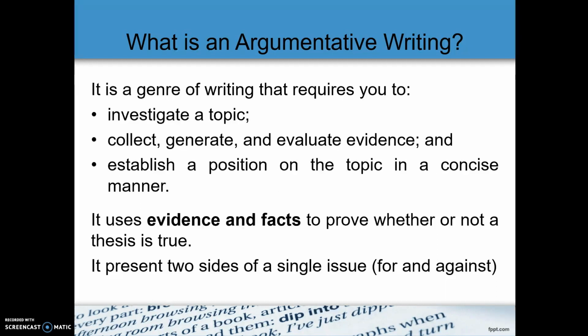So, what is argumentative writing? Well, we can say that argumentative writing is a genre of writing that requires you to investigate a topic, collect, generate and evaluate evidence, and establish a position on the topic in a concise manner. So it uses evidence and facts to prove whether or not a thesis is true. It presents two sides of a single issue, whether you are on the side of for or against. Alright, so both sides.